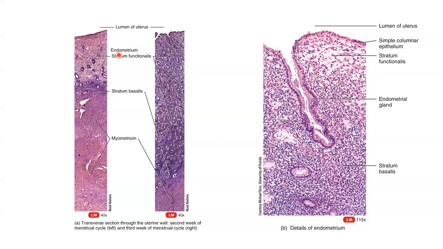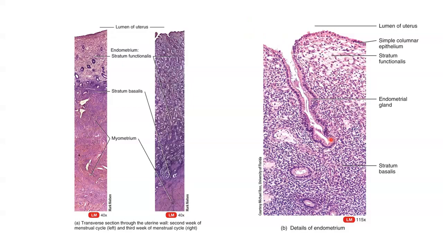It also contains a lamina propria, which is just a layer underneath of areolar connective tissue, and endometrial glands, which are invaginations, which are just like, I guess, cavities within the tissue. So you can see one here that extends almost all the way down to the myometrium.